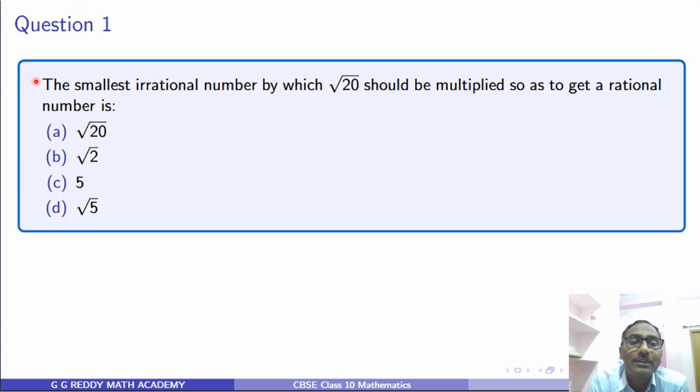Question 1. The smallest number by which root 20 should be multiplied so as to get a rational number is... Now find the prime factorization for this, and then select a suitable option. I am giving you all these questions for your practice. I am not giving answers. You try and find out the answers.